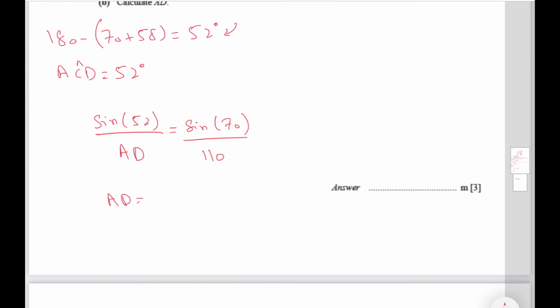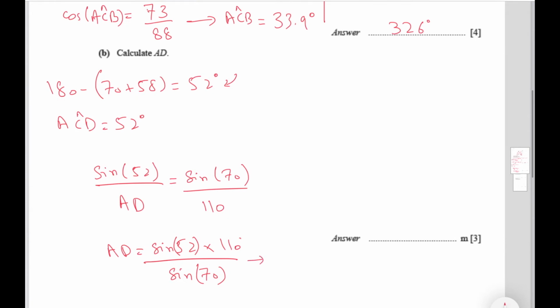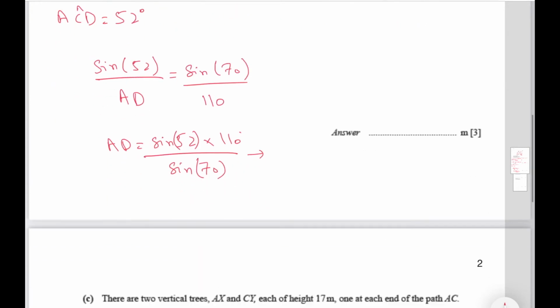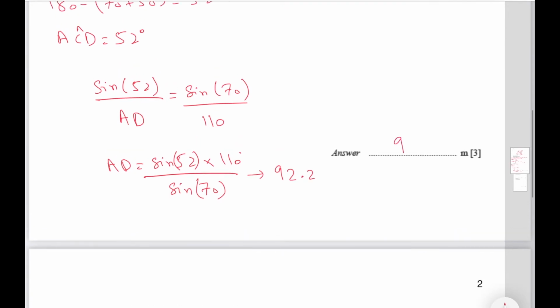Now we cross multiply everything and sine 52 gets multiplied by 110 and then you can divide this by sine 70 and let's see what the value is. So AD is sine 52 times 110 divided by sine 70. AD comes out to be 92.2 meters. So we write the value over here, 92.2 meters.